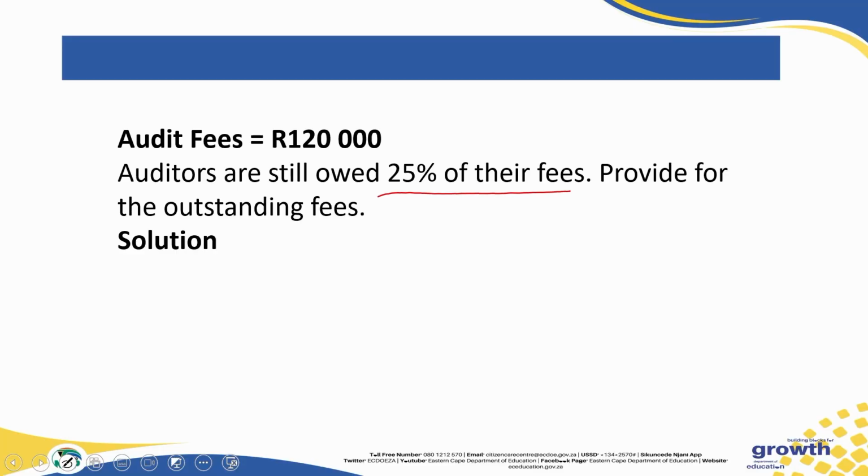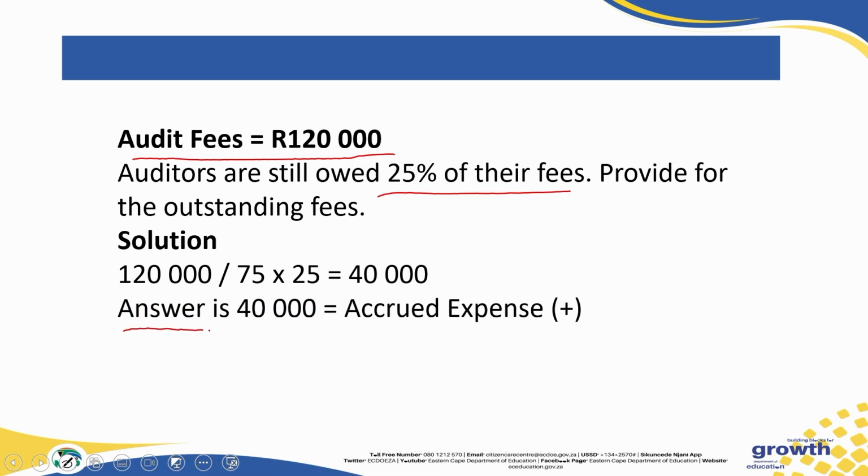Our auditors are still owed 25% of their fees, and we need to provide for the outstanding fees. The audit fees from the trial balance was 120,000. So the solution for this one, what we do is we take the 120,000, we divide it by 75, which is 100 minus 25, and we multiply it by 25 to get an answer of 40,000 Rand. So our answer is 40,000 Rand, and this is an accrued expense. We are owing our auditors 40,000 Rand, and we are going to add this to our income statement.